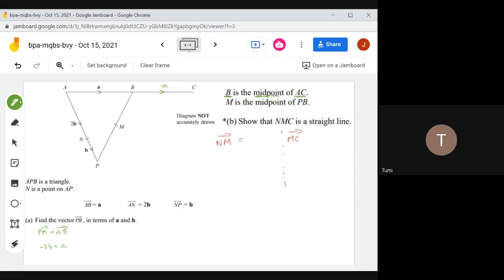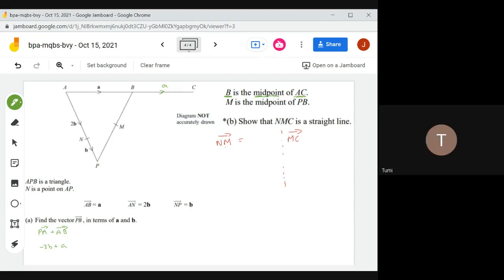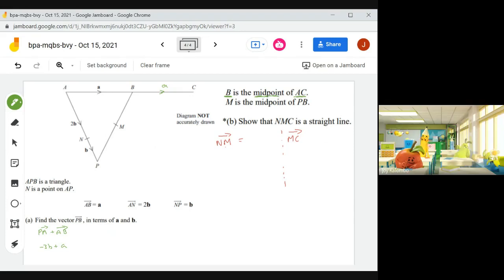Would you just write that as minus 3 over 2 of B plus A over 2? Perfect. Yeah, that works.